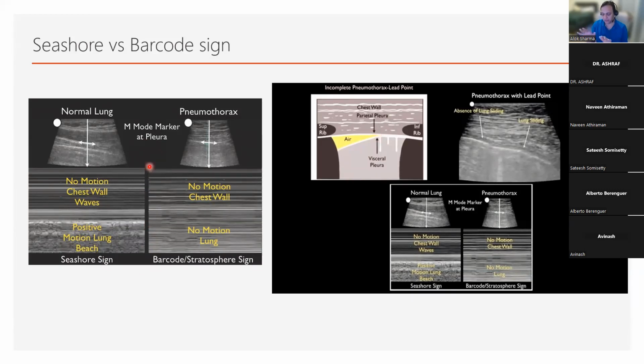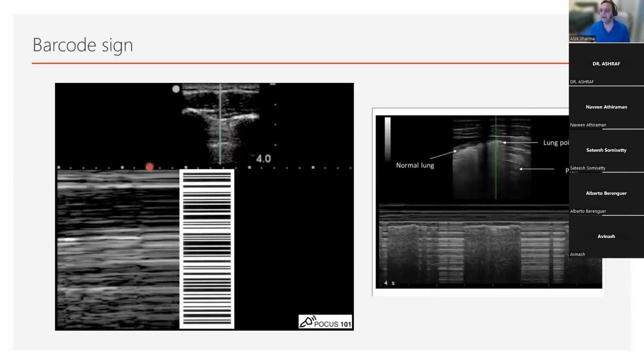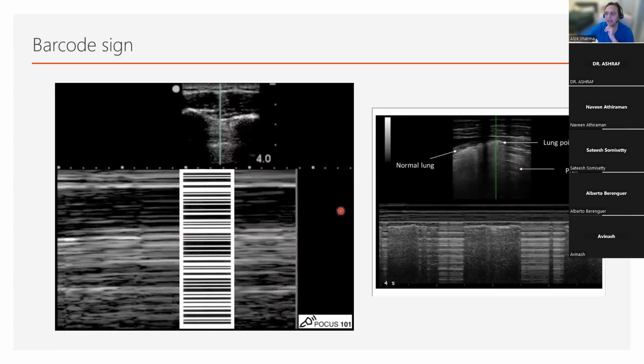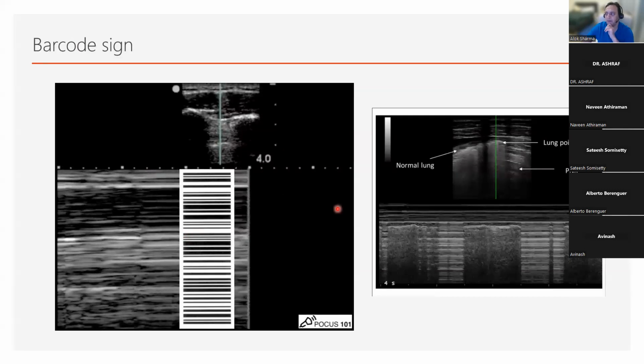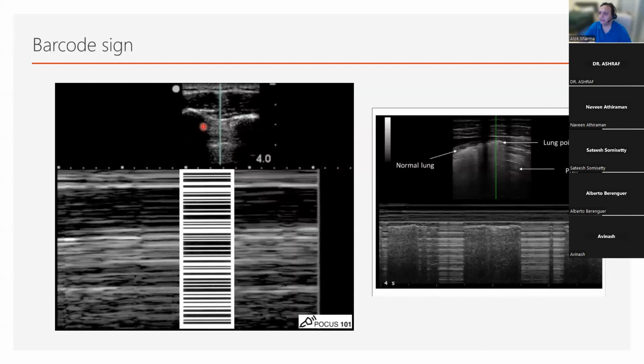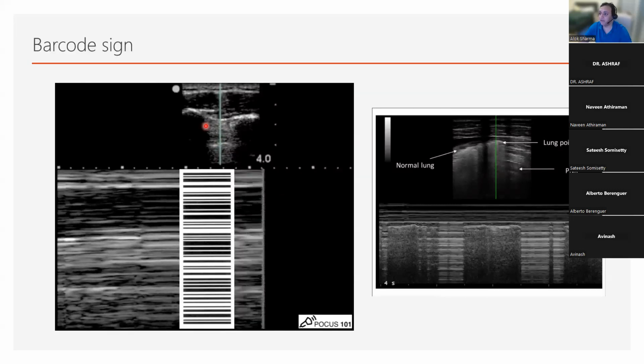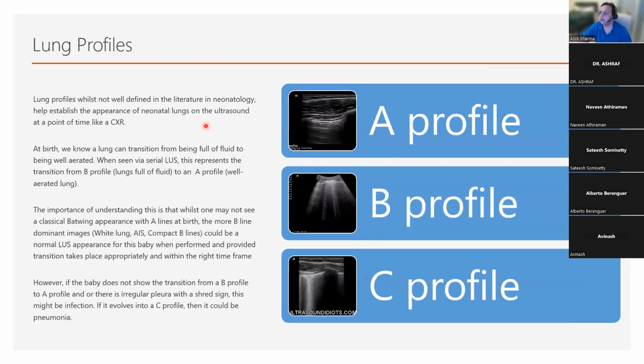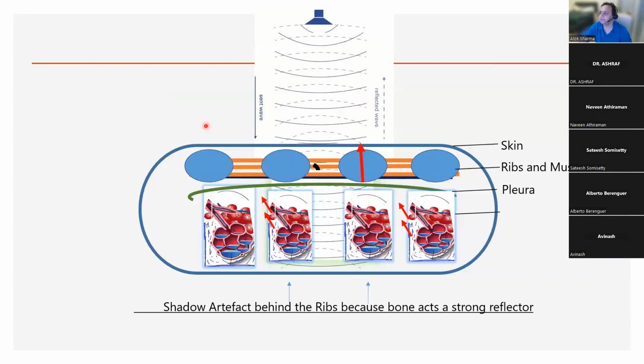I will cover that in a little bit more detail, but I'm just giving you an idea of the fact that you have to have a barcode sign on M mode for the diagnosis of a pneumothorax, but there will be a transition point where normal lung meets it. Just to give you an example of the transition point, I'm just going to go back a few slides.